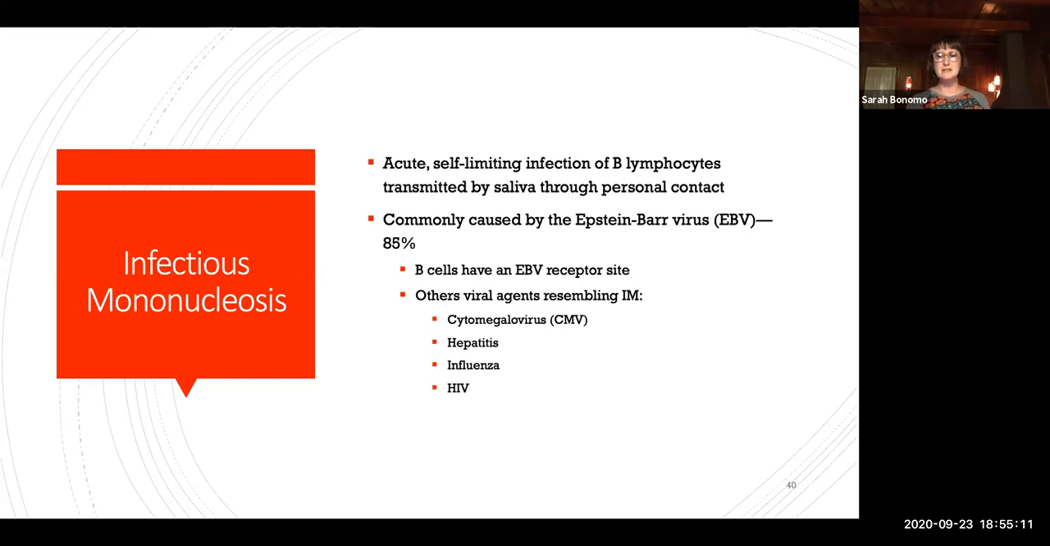It's most commonly associated with the Epstein-Barr virus, like up to 85% of cases. Epstein-Barr will kind of kick the patient into infectious mononucleosis. That's because B cells have an Epstein-Barr virus receptor site, so they bind really easily together. There's other viral agents that are similar to mono, which are cytomegalovirus, hepatitis, influenza, and HIV. So we have to be conscientious when we're working with these patients that we identify what's going on.